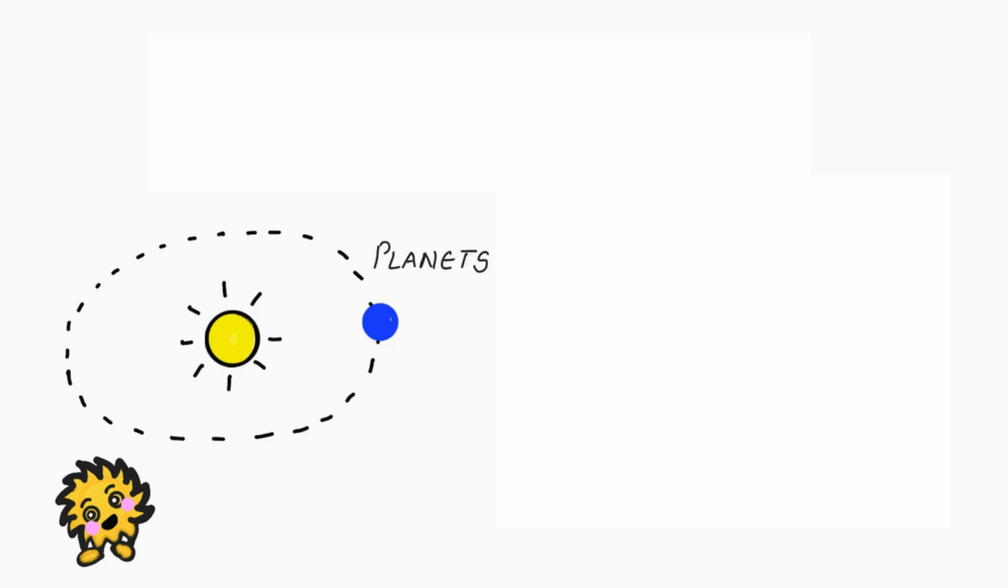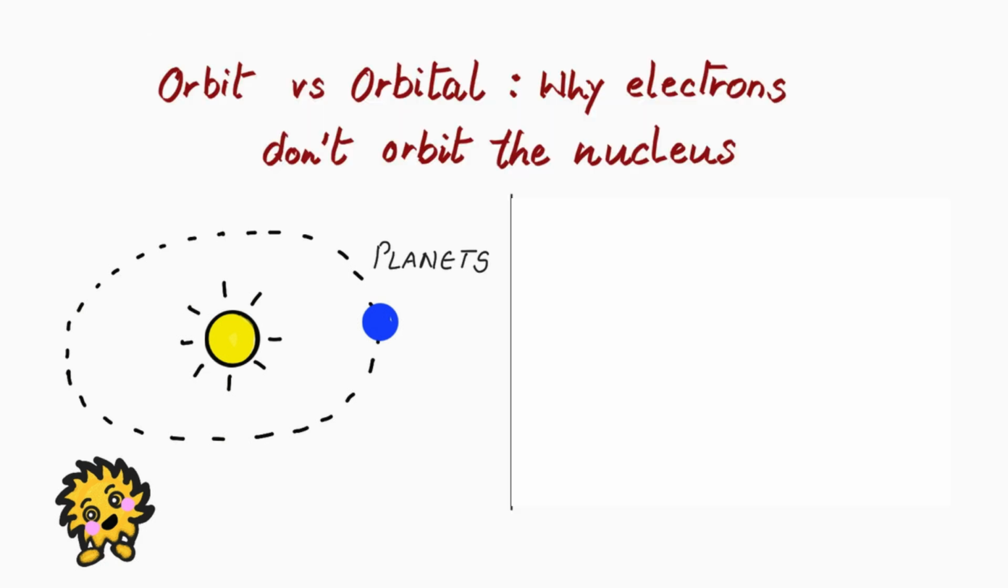Most of us grow up imagining an electron moving around the nucleus, just like a planet moves around the sun. But what if I told you that this picture is actually wrong? Then what exactly is an orbital? That's what we will understand today.